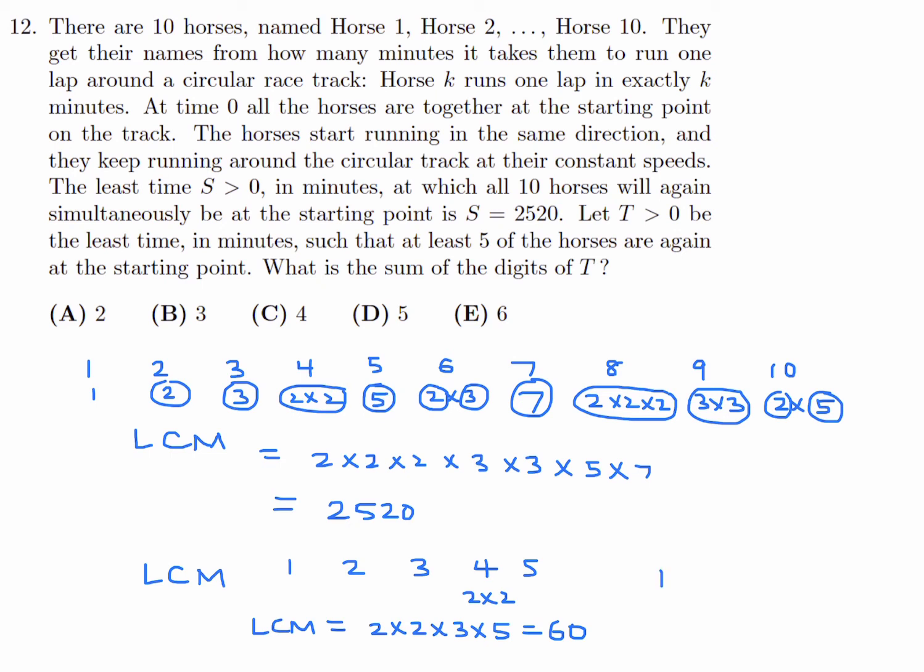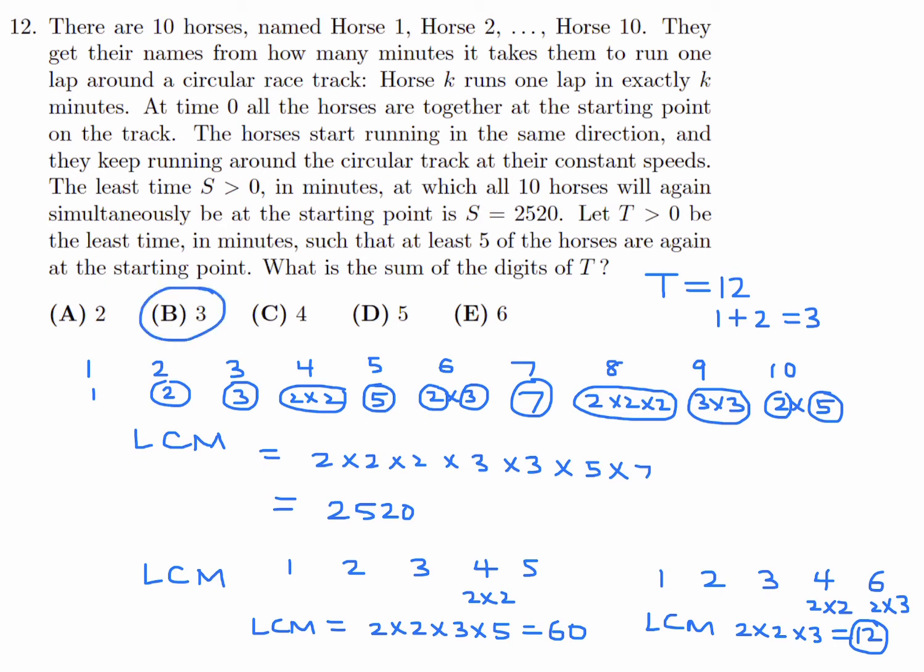Let's see if I can get a smaller number. How about if I figure out the LCM for horses number 1, 2, 3, 4, and 6? That's this LCM. 2 times 2, 2 times 3. Let's see here. 2 times 2 times 3, which is 12. Well, 12 is definitely less than 60. So 12 is the number that I'm looking for. In particular, that is what t will be. And the sum of the digits of that obviously are 1 plus 2, which is 3. So number 12, the answer is B.